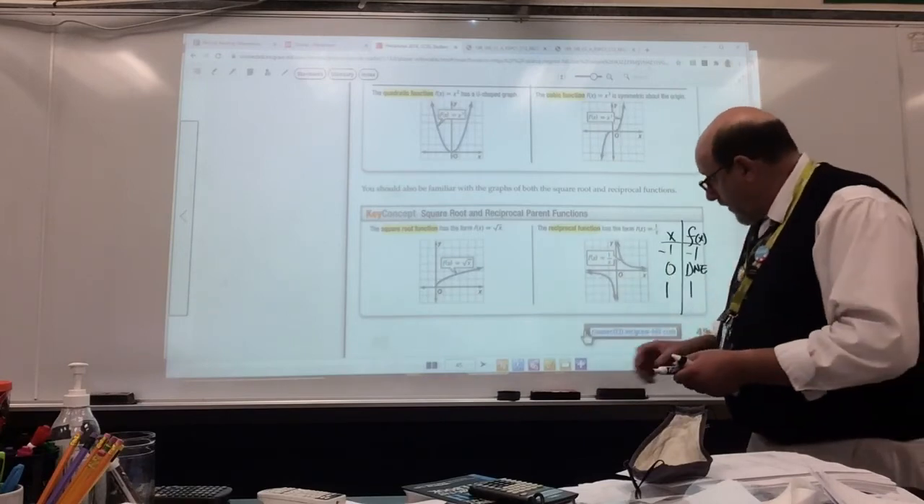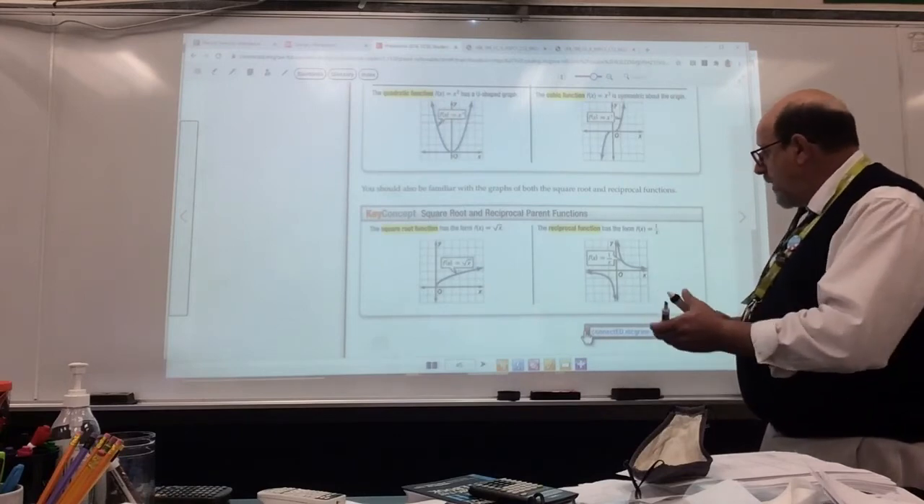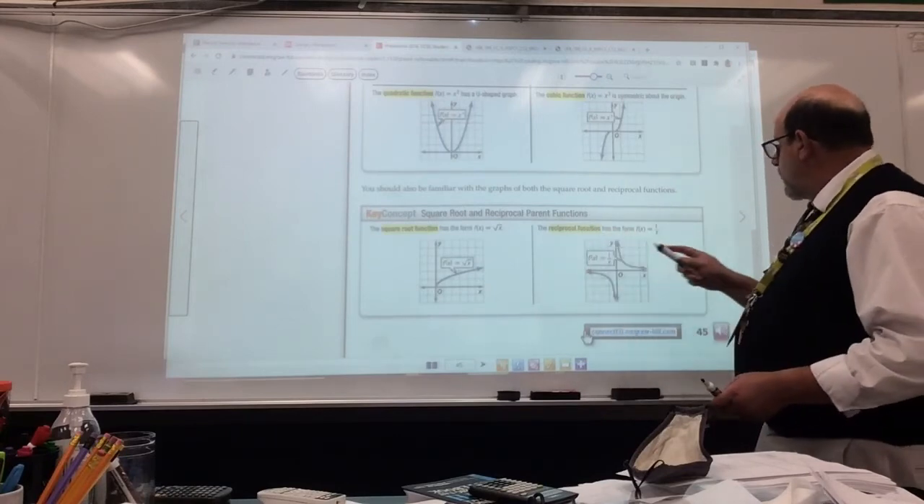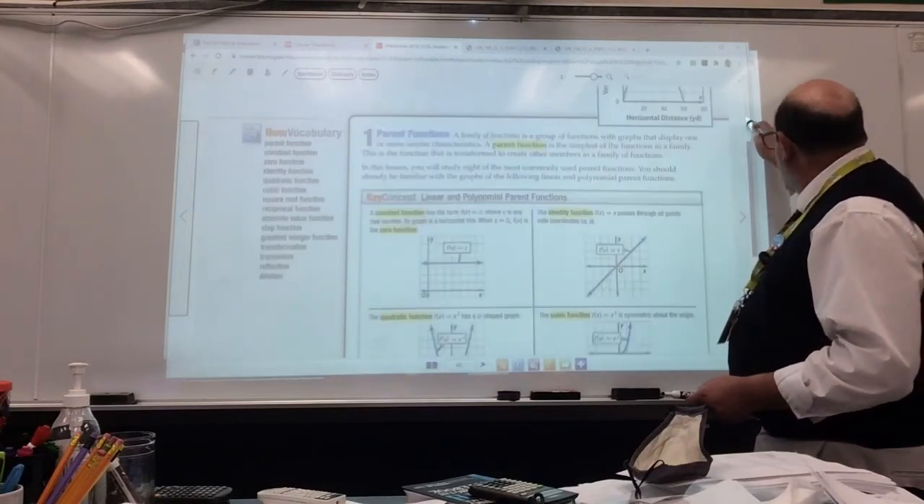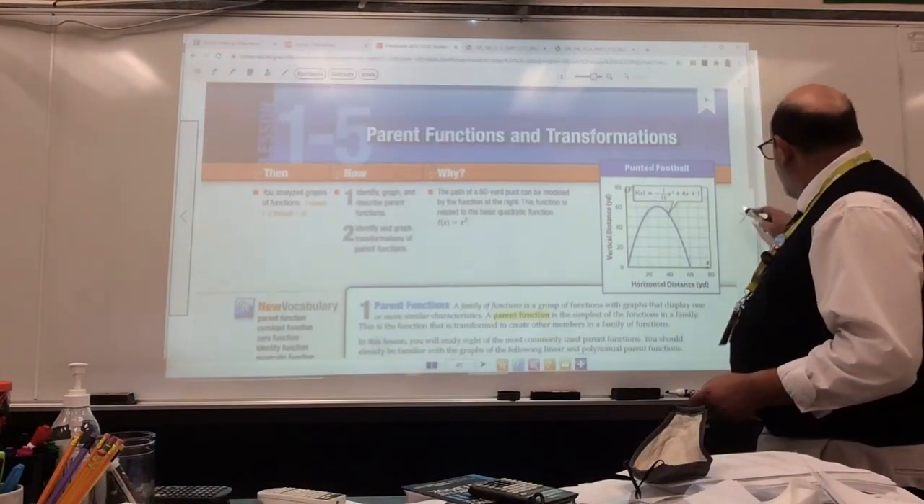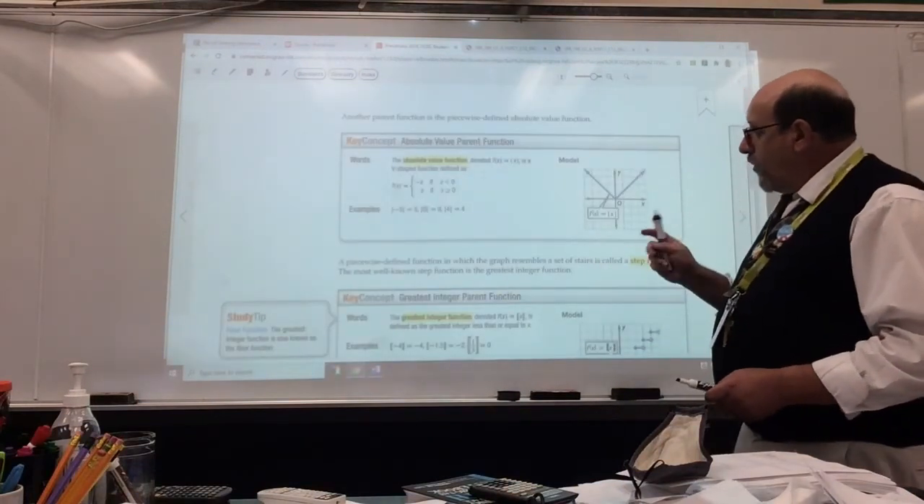The last things I want to show you are on the next page, so I'm going to turn the page here, and remember that's the reciprocal function. And we all understand what a reciprocal is, right? It's just that value turned upside down on its head. All right, so we have two more.